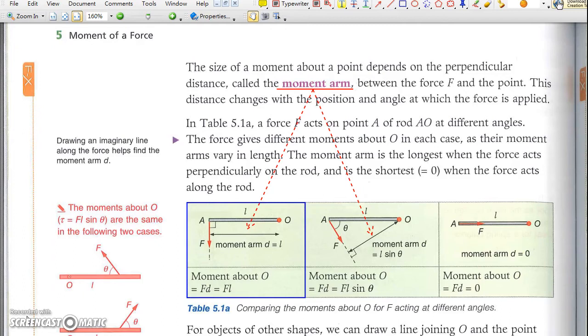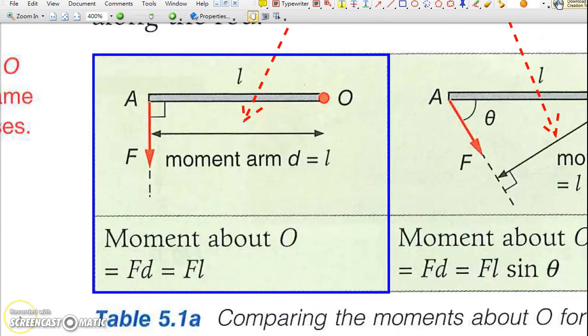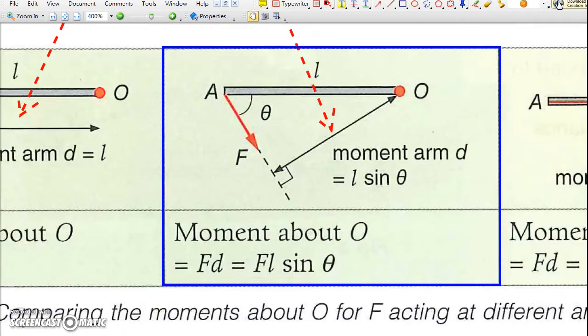figure 5.1a below. On the left, the moment arm is L and the force is F, and so the moment is FL. In the middle, the moment arm becomes L sine theta, and so the moment is FL sine theta.